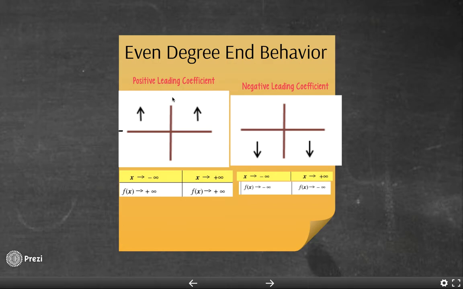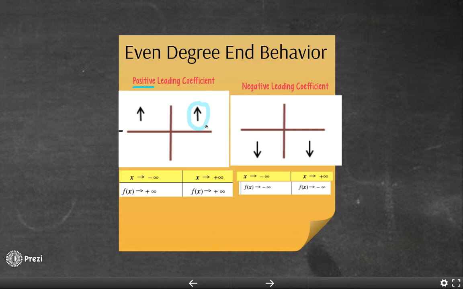So if you have a positive leading coefficient, so if that first number in standard form is a positive number, that tells you where the final arrow points, or the arrow on the right-hand side. So your final arrow is going to point up. That will always happen, even if it's an odd degree function: a positive leading coefficient will make the last arrow point up.